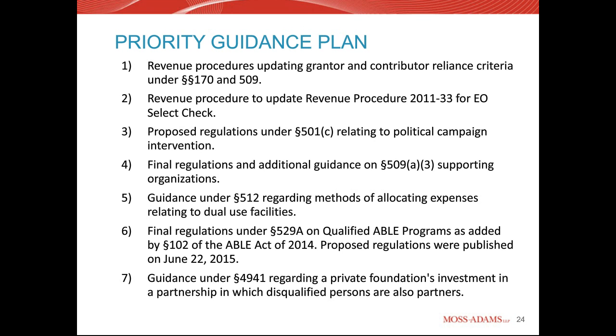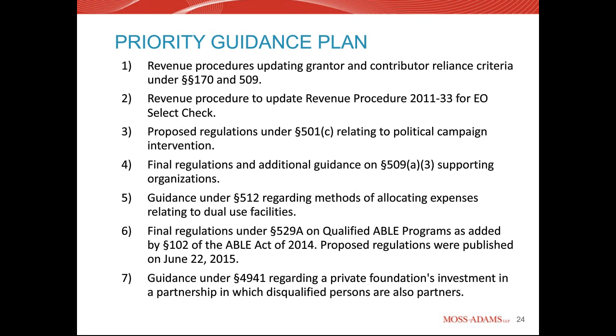So, and we don't have Publication 78 anymore. They want to do regulations for political organizations, supporting organizations, and they did actually issue guidance, proposed regulations in February 19, 2016, so they've moved ahead a little bit there.